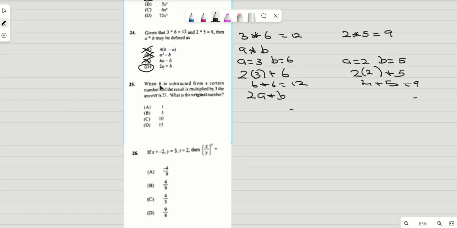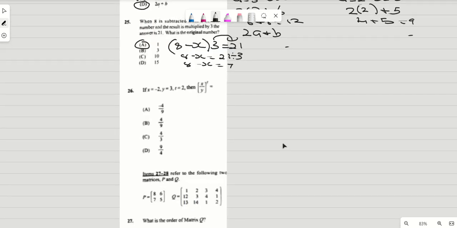Number 25. If 8 is subtracted from a certain number x, and the result is multiplied by 3, so you multiply this entire thing by 3 is equals to 21. What is the original number? Meaning we're trying to find x. First off, let's carry across multiply by 3, so 8 minus x is 21 divided by 3, so 8 minus x is equals to 7. We can already see the answer is 1. If we carry 8 minus 1 will give you 7.